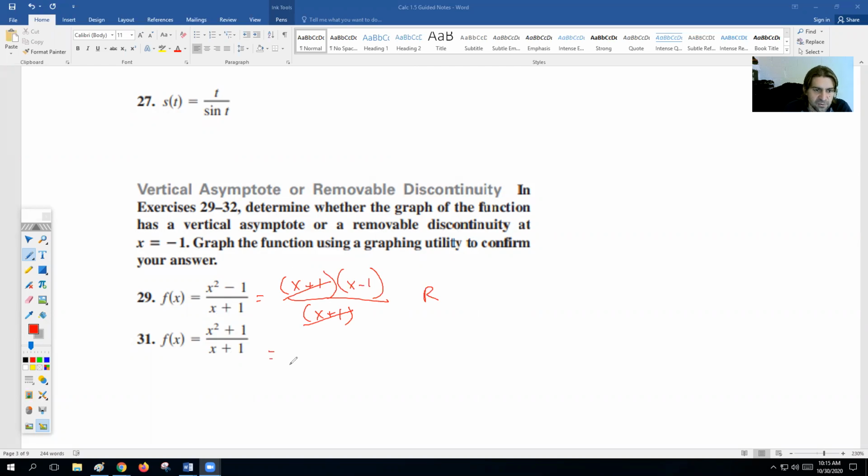On this problem here, we can't factor the top. It's just x squared plus 1. And we can't get rid of that. So this would be non-removable, or what we're now going to refer to as a vertical asymptote.